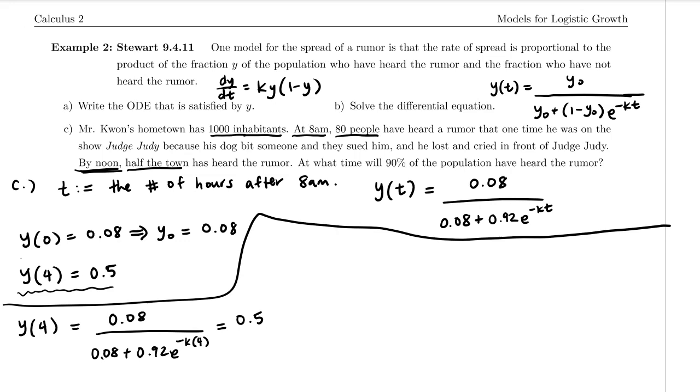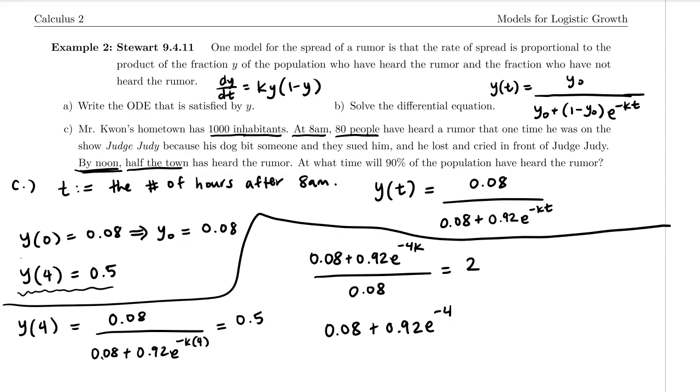So I'm going to take this equation that we have here, and I'm going to take the reciprocal of both sides. And then the right-hand side of my equation is equivalent to 1/2, and if I took the reciprocal of 1/2, that would be 2. Then if I multiplied both sides of my equation by 0.08, I'd get 0.08 plus 0.92 e to the negative 4k is equal to 0.16. From here, I can subtract 0.08 from both sides, and that's going to give us 0.92 e to the negative 4k is equal to 0.08.